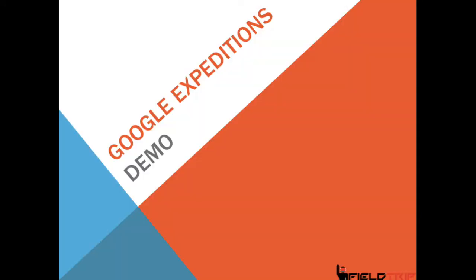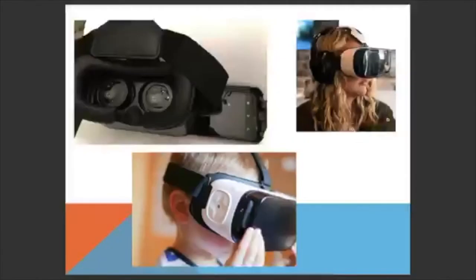We are now going to watch a video that shows what it looks like for both the student and the teacher when taking an expedition. It is important to note that the teacher will have their own device that they hold, while the students have both the device, which is a phone, and the VR headset that the phone is placed in. The students will then wear the headset so all they can see is what is displayed on the screen.